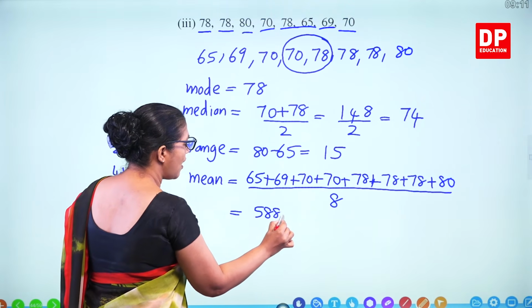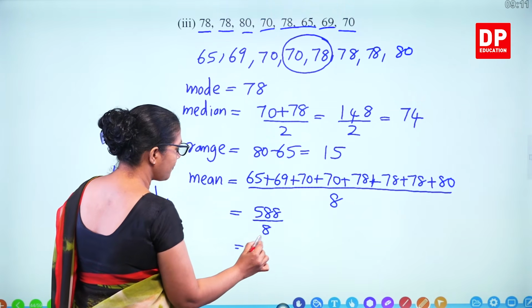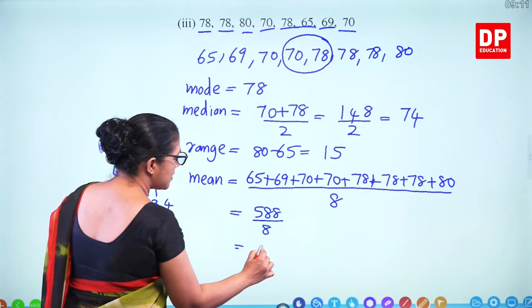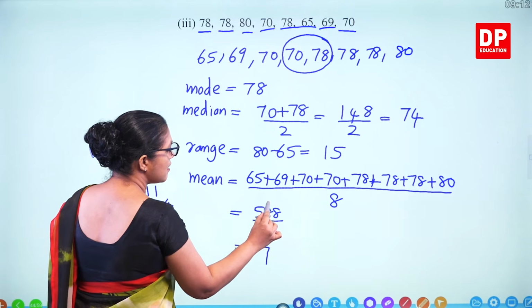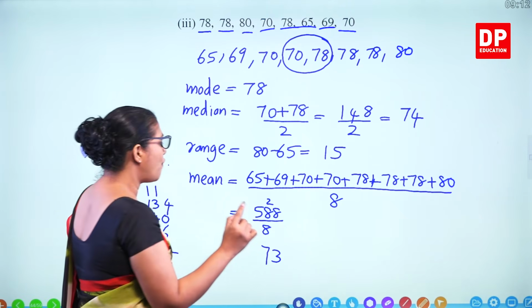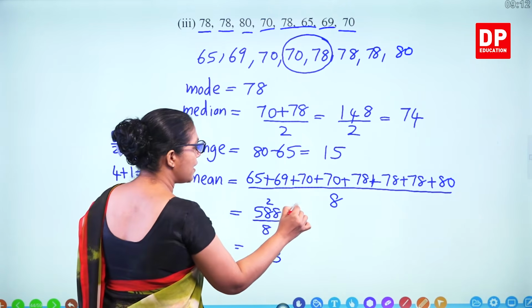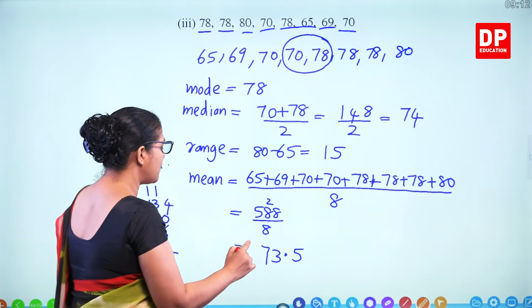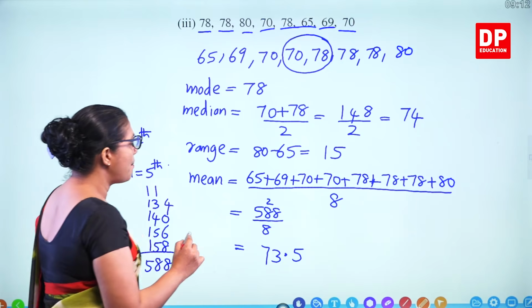588 divided by 8. Long division. So you get 7. 56 for 28. 8 times 3, 24. 4 remaining for 40. 8 times 5. So 73.5 is the mean mark.